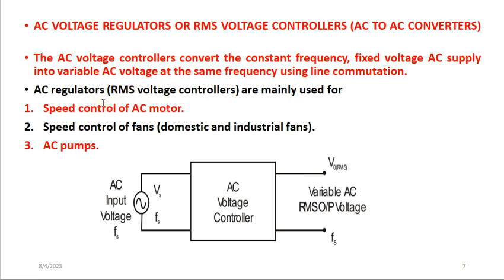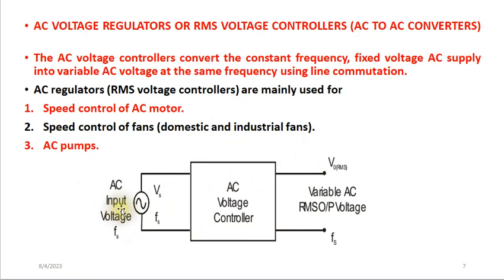And these AC regulators, that is AC to AC converters, are used in different applications which include speed control of AC motors. They are also used in speed control of plants, domestic and industrial versions. They are also used in AC pumps. This is a typical block diagram.